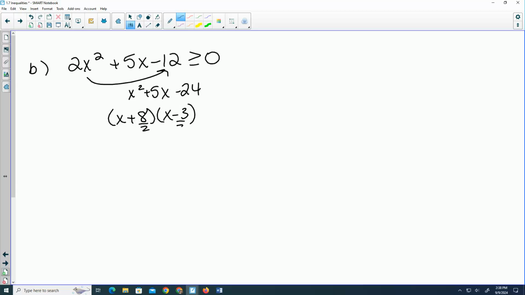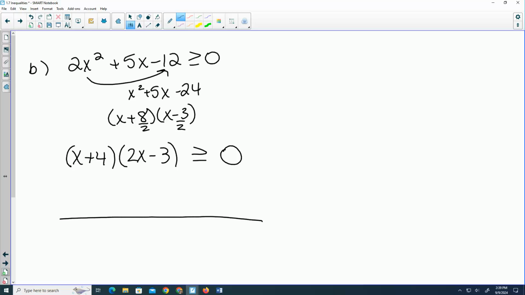Divided by 2. So, x plus 4 to x minus 3. That's my true factored form. Really what I'm trying to find here are the things that make it equal 0. What makes x plus 4 equal 0? Negative 4. What makes 2x minus 3 equal to 0? Flip it. 3 halves.